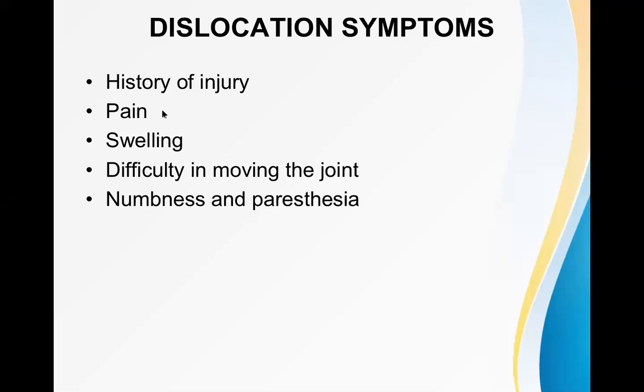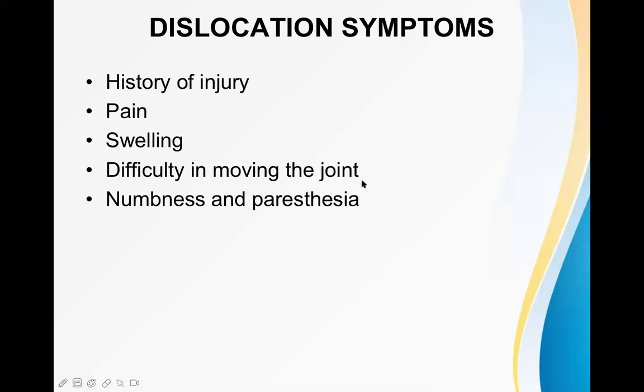And sometimes the overall structure of the joint is changed. For example, in case of the shoulder joint, there is a nice bulge of the shoulder. We all know that. But that nice bulging of the shoulder is lost in case of dislocation. We have to compare with the normal side, and it is very obvious.